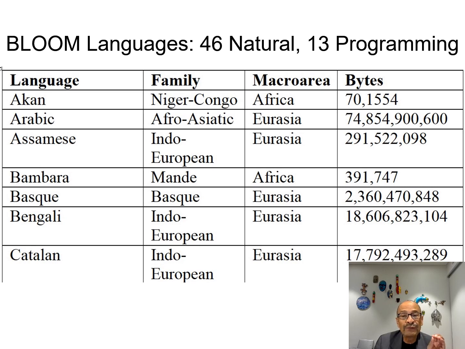Arabic has 74 billion bytes of data. Assamese has 290,000 million bytes of data. Basque, Bengali, Catalan, and the list goes on. I have stopped it there, but there's a whole bunch of other languages. There are in total a dozen Indian languages. Bengali is one of them. And if you notice there, Bengali has about 18 billion bytes. Catalan also has in the same neighborhood of bytes. But notice what happens when you go to a non-European language.